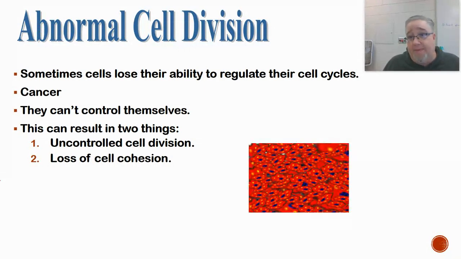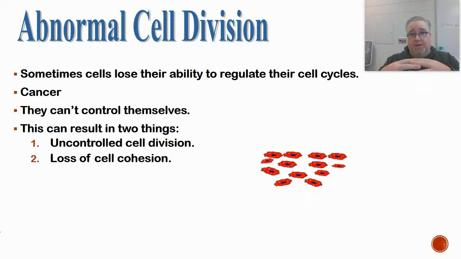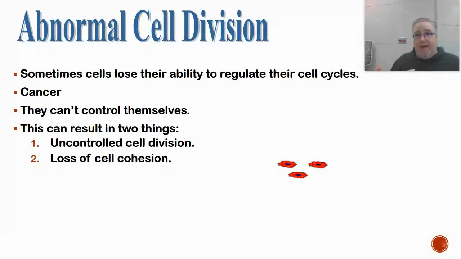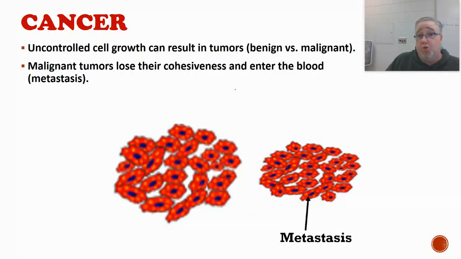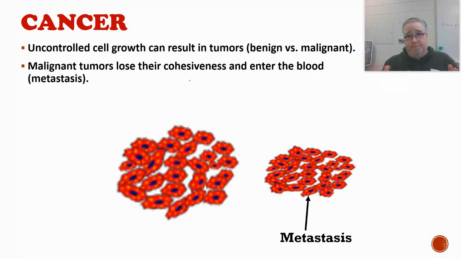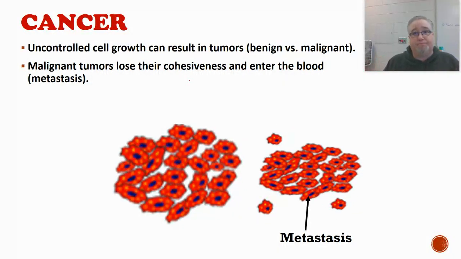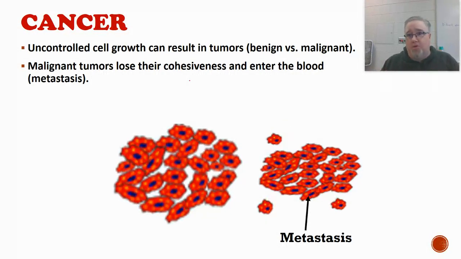And the other thing that it results in is a loss of cohesion. So these cells are not only dividing at a much faster rate than normal, but they're also not sticking to each other like they normally would. What this results in is something called a tumor. Now, there are two different types of tumors, called benign and malignant. Both of them are the result of abnormal cell division.